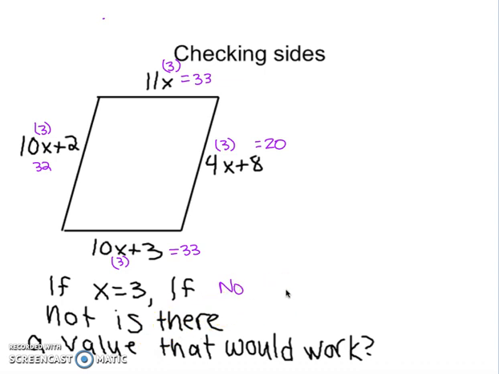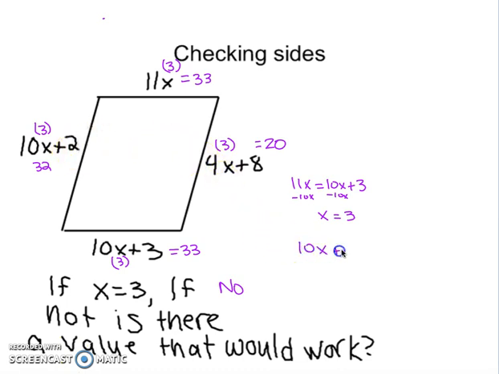So in order to do that, your first thing would be to check 11x, set that equal to the 10x plus 3. So if we took 11x and set that equal to the 10x plus 3, we can subtract the 10x off. So we're left with x equals 3. And then you check your second set of sides. So now we need to check our second set of numbers.